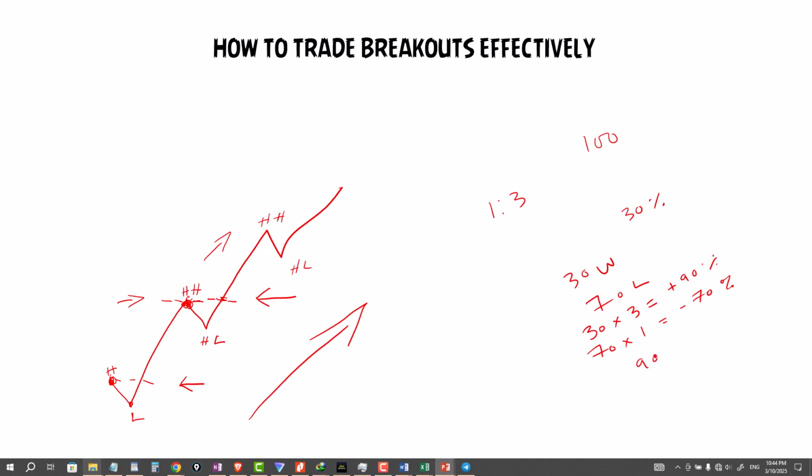Now, when you subtract your gross loss from your gross profit, you're going to end up with a net profit of 20%. So even though your win rate is only 30% in this example, which is very, very low, you still ended up making profits, okay? Now, let's come back to what we were talking about with regards to the breakout.